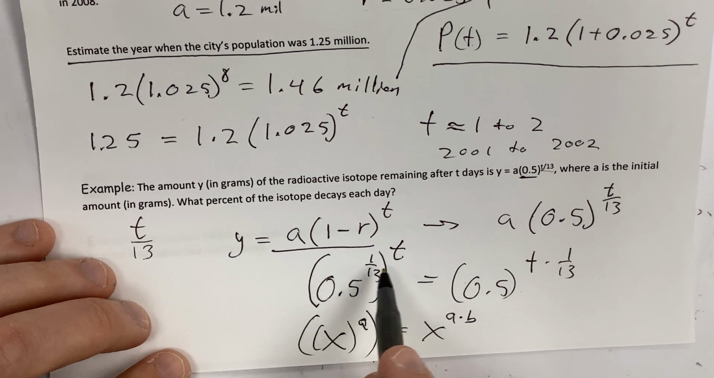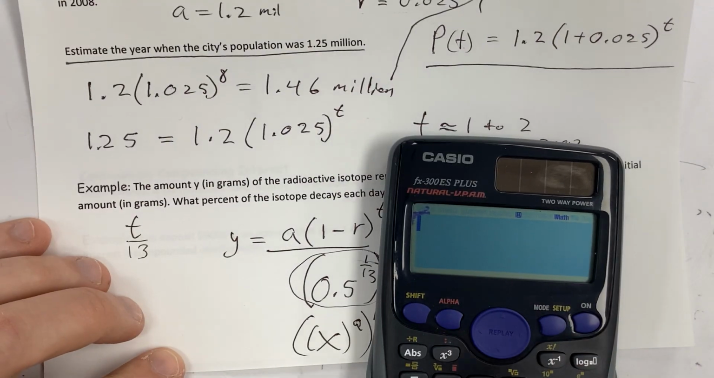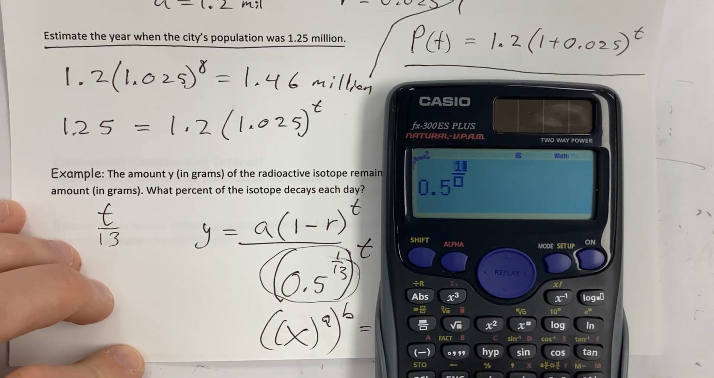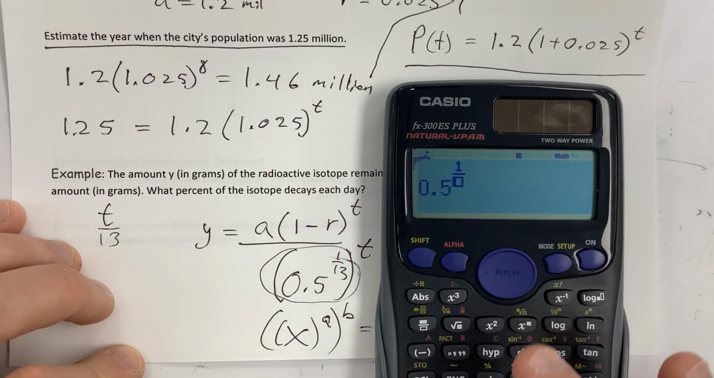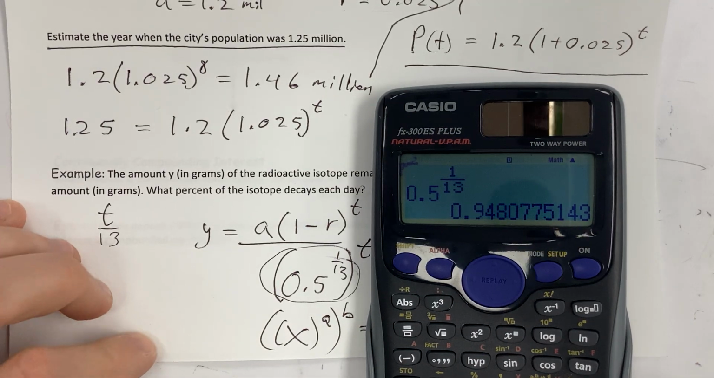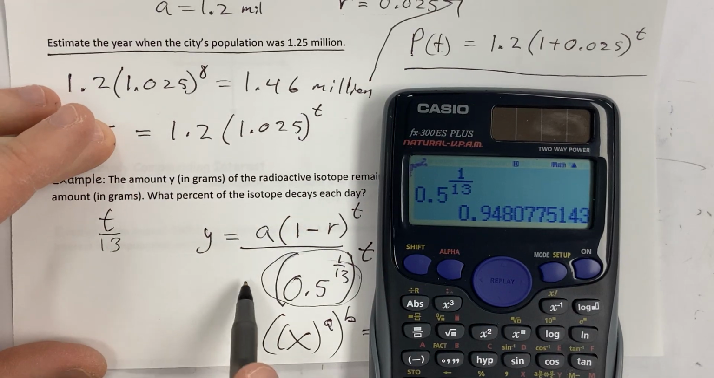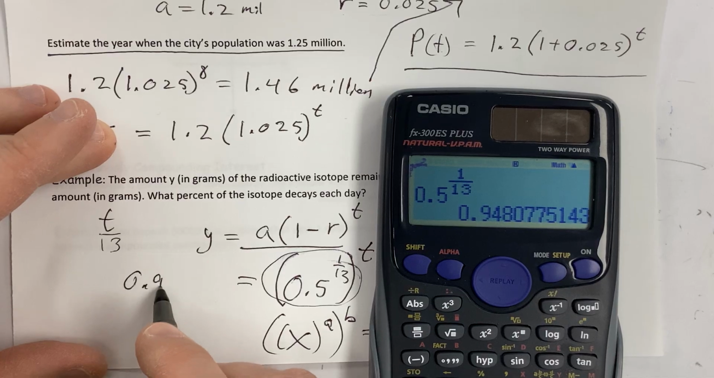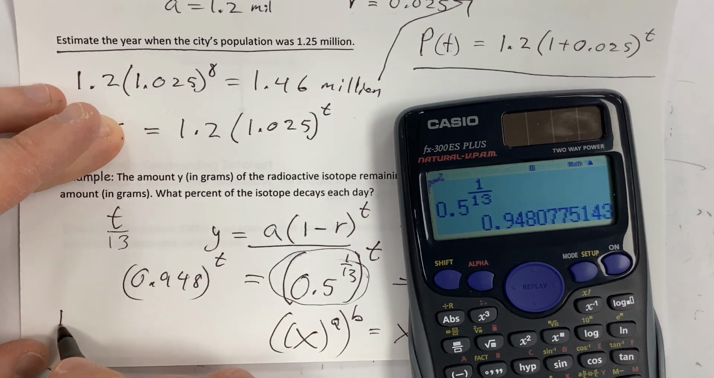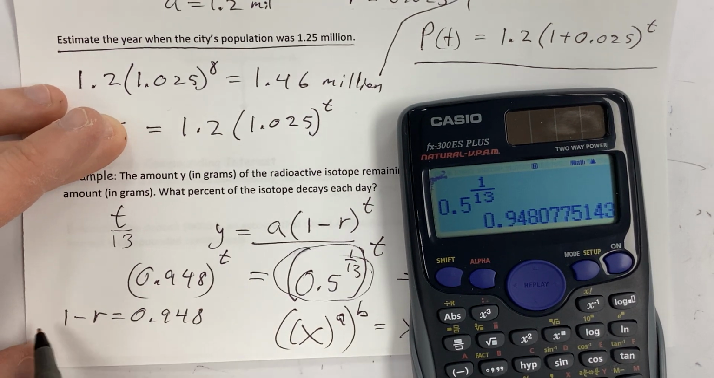Why are we going to do that? Well, I could evaluate this. Now, you were probably going, oh my God, what is that? Well, we have a calculator for that. So 0.5 raised to the power of the fraction 1 over 13. And we get a very ugly decimal, but this decimal is now whatever 1 minus r was. So we get 0.948 to the power of t. So 1 minus r equaled 0.948.